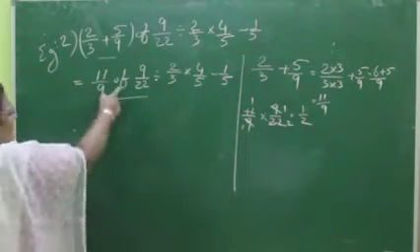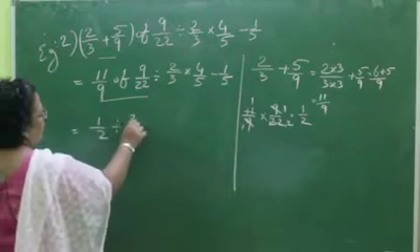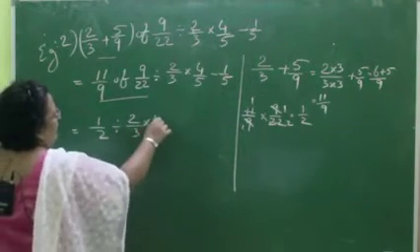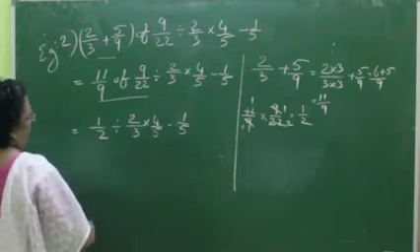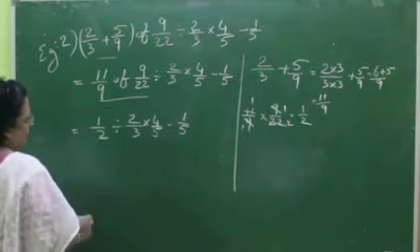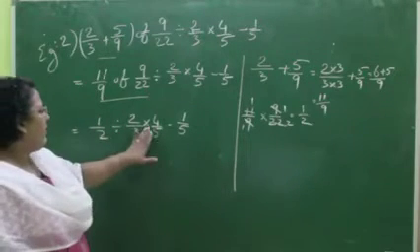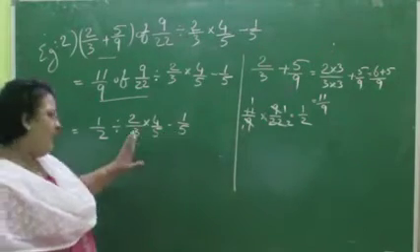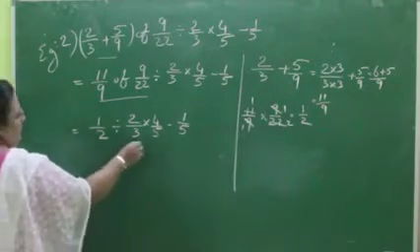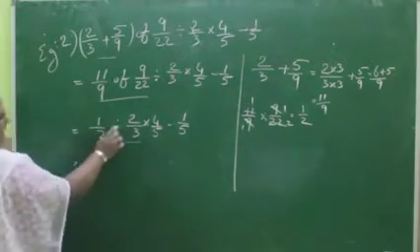That is, this we will write as 1 by 2 divided by 2 by 3 multiplied by 4 by 5 minus 1 by 5. Now, which one do you have to do? Here, division is there, multiplication is there and subtraction is there. You have to start with division. So, we will go for the division problem. This one. So, 1 by 2 divided by 2 by 3.